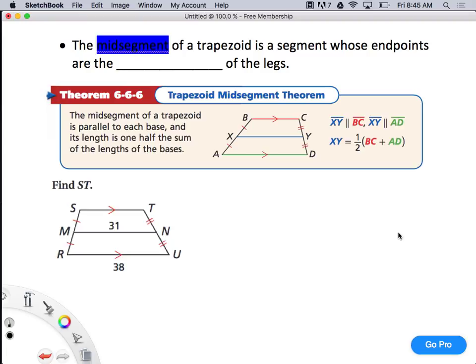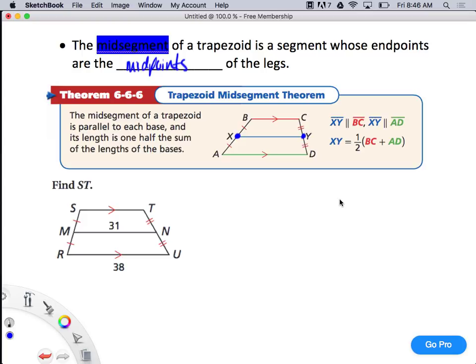The mid segment of a trapezoid is a segment whose endpoints are the midpoints of the legs. So here's the mid segment from X to Y. Okay. And its endpoints are the midpoints of the legs, right? So it's right in the middle of each leg. Does that make sense? You see that?